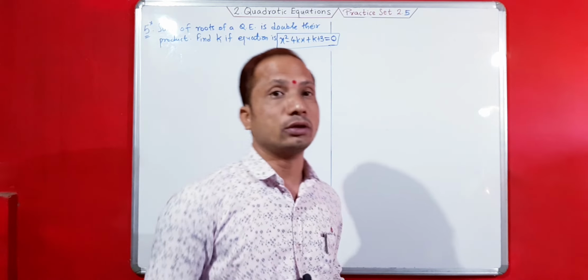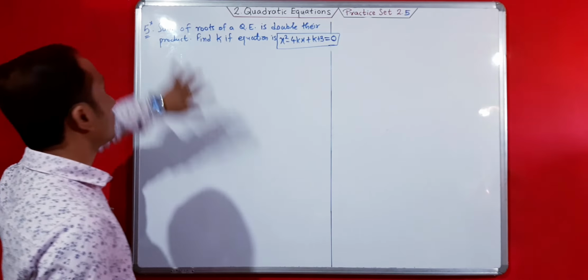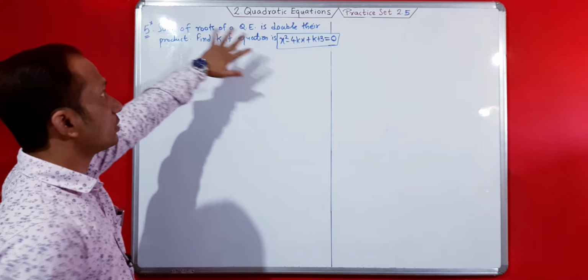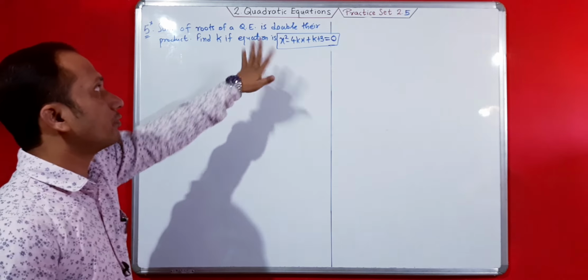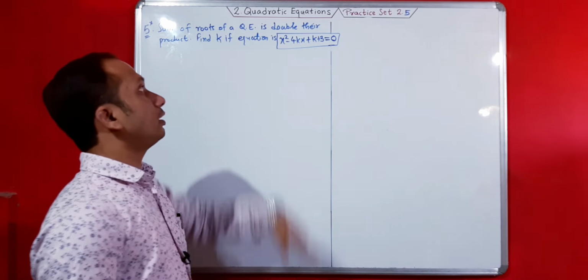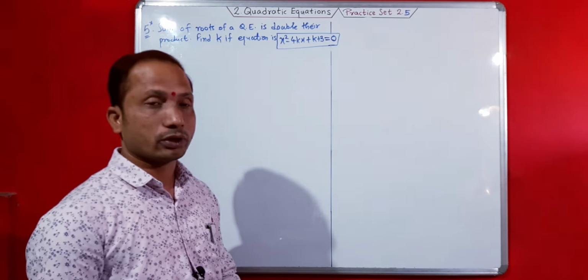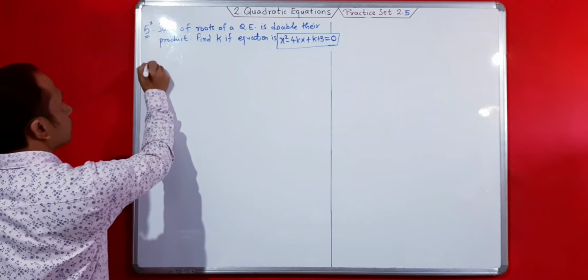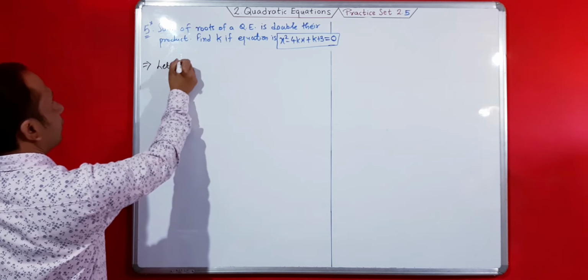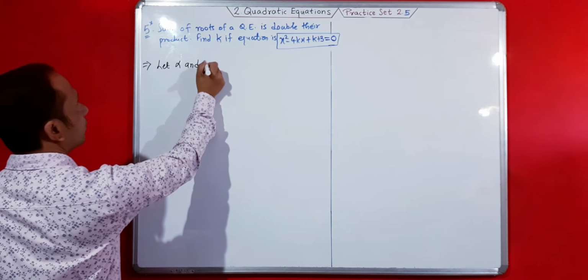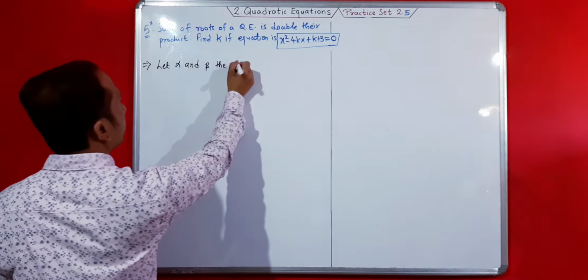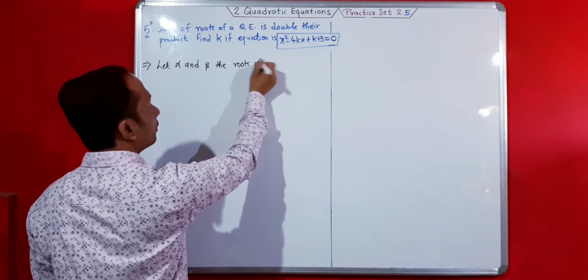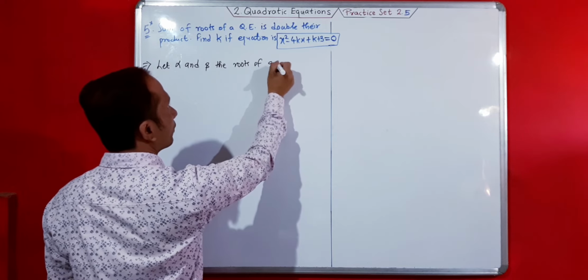Okay, let's start solving this. The sum of roots of the quadratic equation is double their product. Find k if the equation is x square minus 4kx plus k plus 3 is equal to 0. We have to follow the same method. Let alpha and beta be the roots. We have to compare the roots of the quadratic equation.